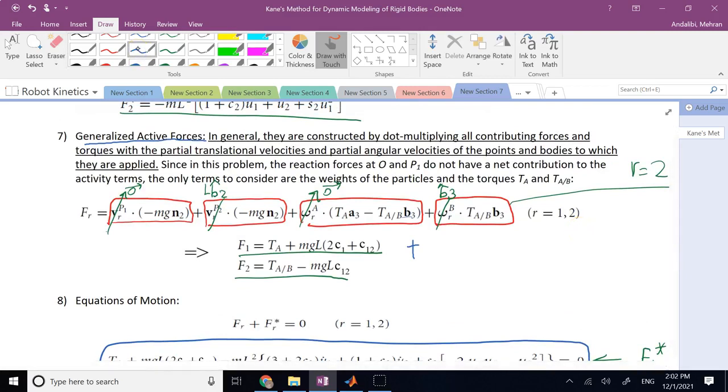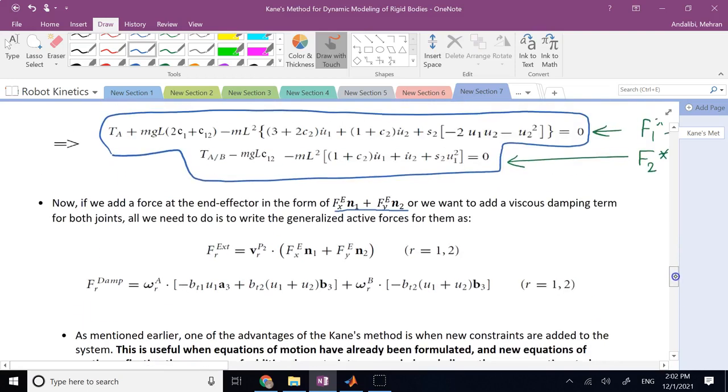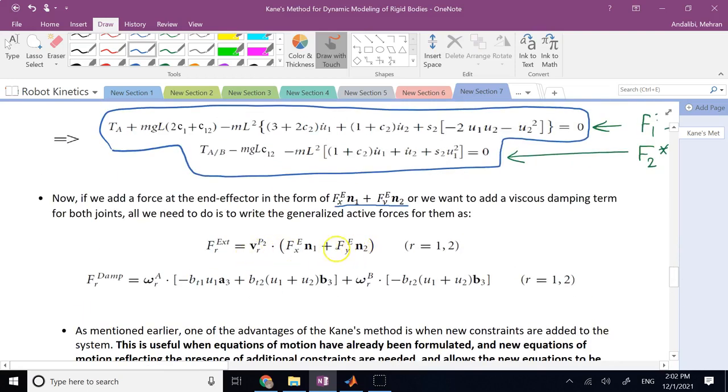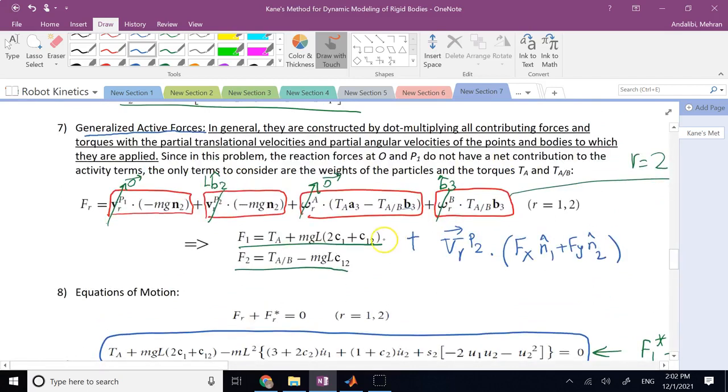You have to add basically this new force and dot producted by Vrp2. Dot producted by this new force Fxn1 plus Fyn2. That's all you need to add, and is clearly mentioned here for you. So you plug R of 1, it gives you one term to be adding to the active force F1. So you're going to have some extra term added here.